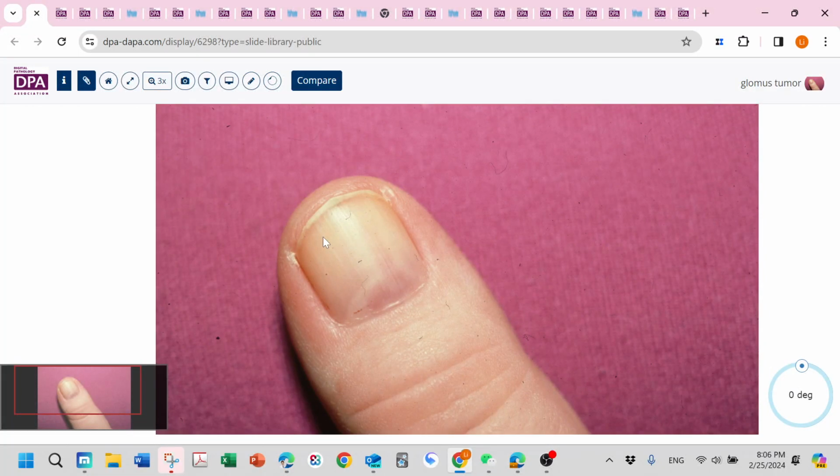This is Glomus tumor. Gross picture. We can see a little bit red tumor just under the nail bed. This red lesion is really painful. It usually occurs in the distal extremity, particularly in the nail bed.